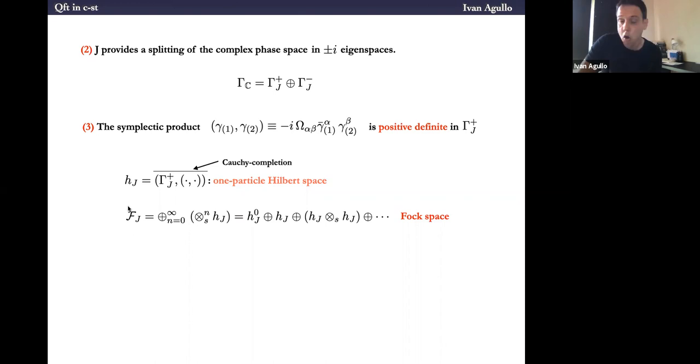So we have here a preferred representation, preferred because it's based on the phase space itself. The elements are elements of the phase space. That depends on a choice of complex structure.